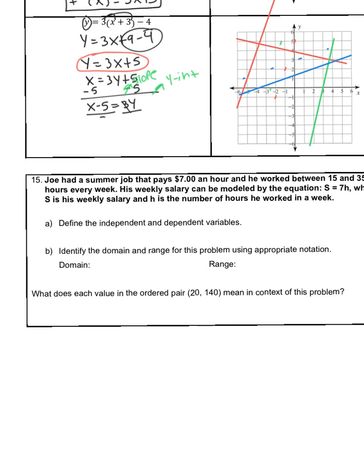So it gives us the equation. It tells us that he's getting paid $7 an hour for work and that he's working between 15 and 35 hours. So your independent variable here is going to be time, and that's the amount of hours that he's working. Your dependent variable is going to be the amount of money that he's earning in dollars. So the amount of money that he's earning is depending on the amount of hours that he works.